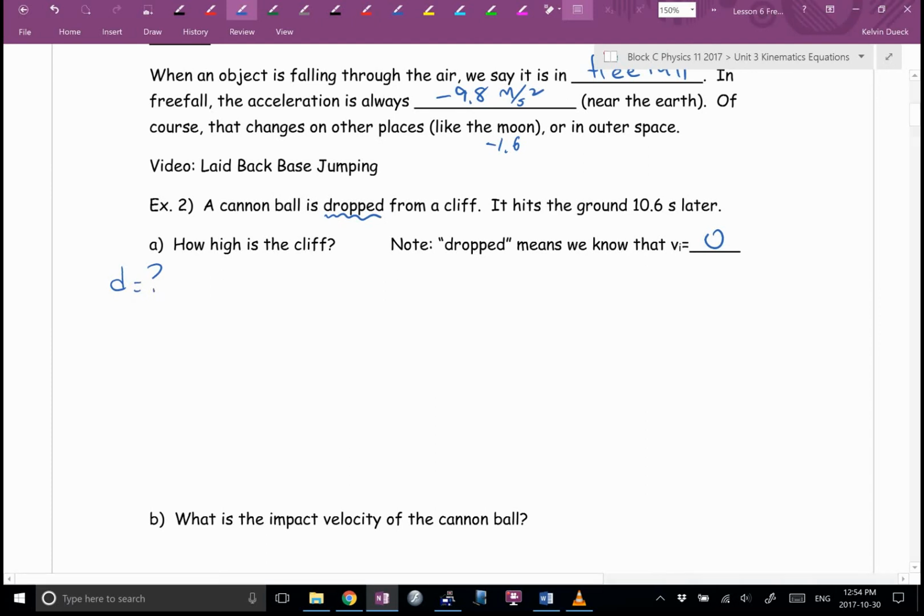David, my friend, what else do we know? So what is that 10.6? Time? t equals 10.6. What else do we know because we're in free fall? a equals? Gotta be fussy. Not 9.8. Not 9.8. Yes.